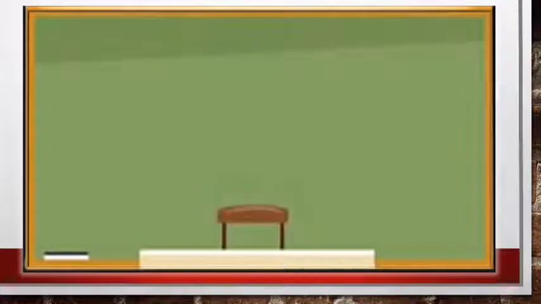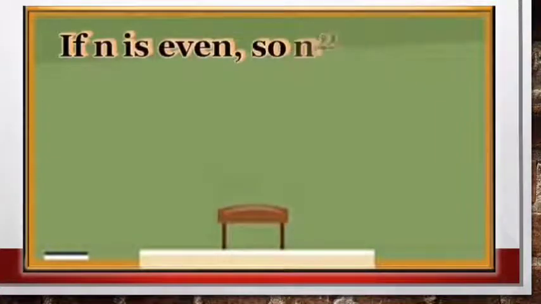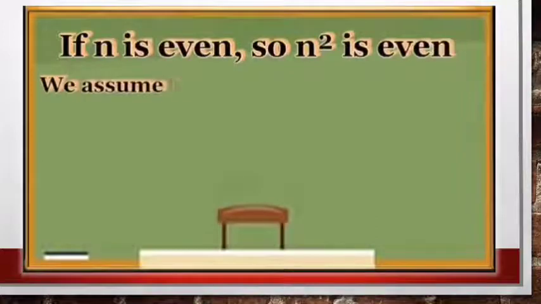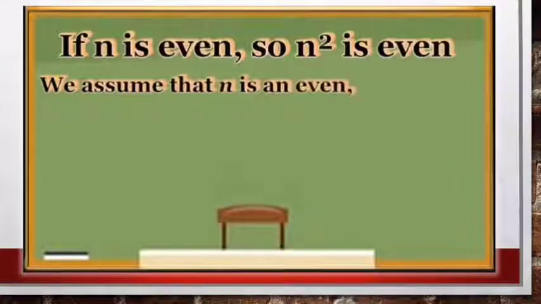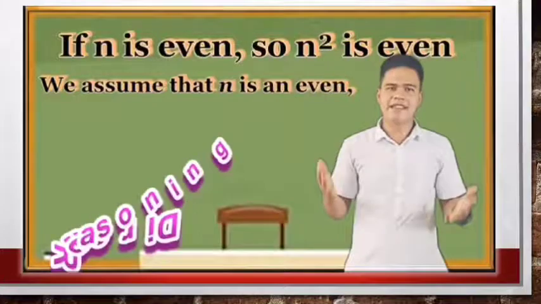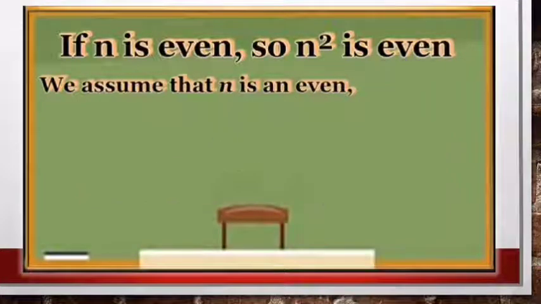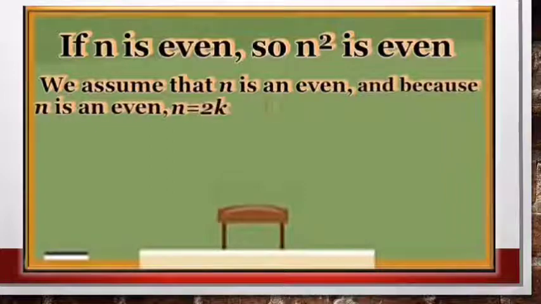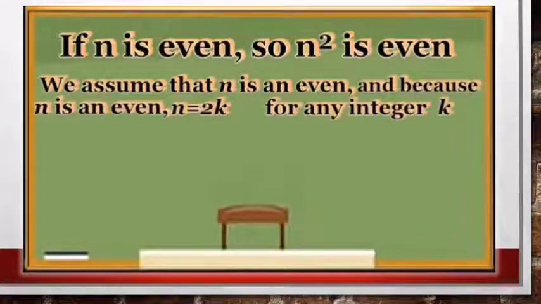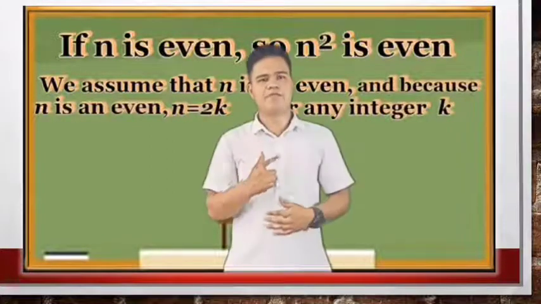Number 3. If n is even, then n squared is even. So assume that n is even. So this is direct reasoning. So assume that n is even, and because n is even, so n equals 2k for any integer k. Example.